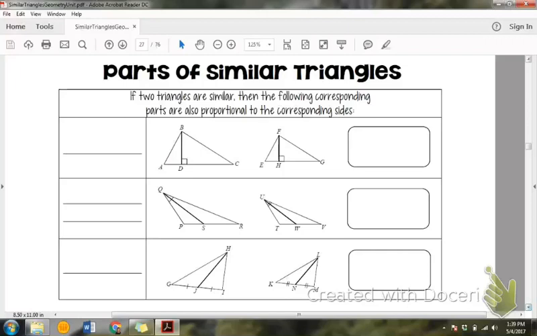Okay, we're on page 10. This is lesson 4.3. We are on 4.3. Parts of similar triangles. 4.3.